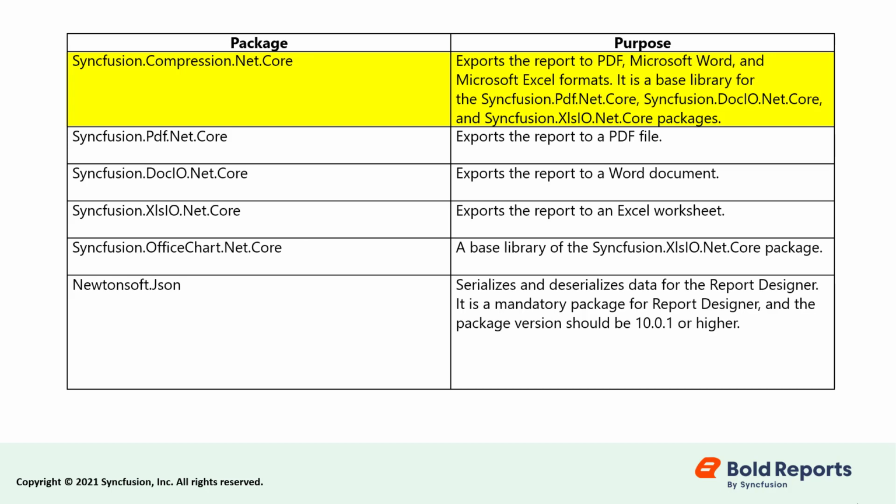The syncfusion.compression.net.core package is a base library for the Syncfusion PDF, DocIO, and XlsIO packages. The syncfusion.pdf.net.core package is used for exporting RDL or RDLC reports in PDF format. The syncfusion.docio.net.core package is used for exporting RDL or RDLC reports in Word format. The syncfusion.xlsio.net.core package is used for exporting RDL or RDLC reports in Excel format.